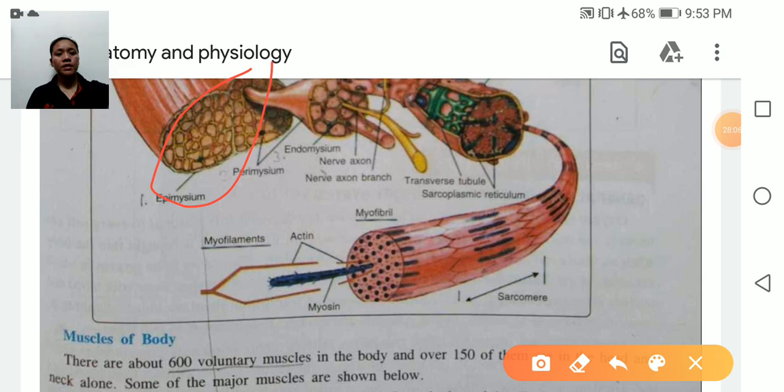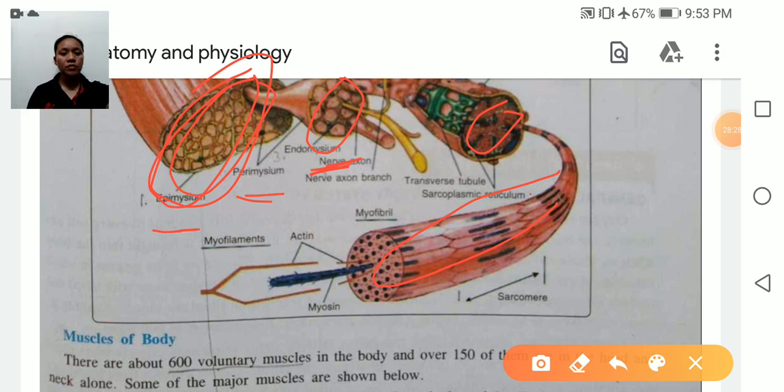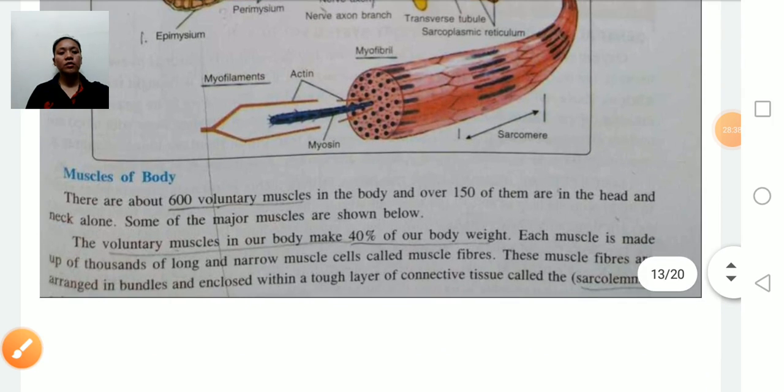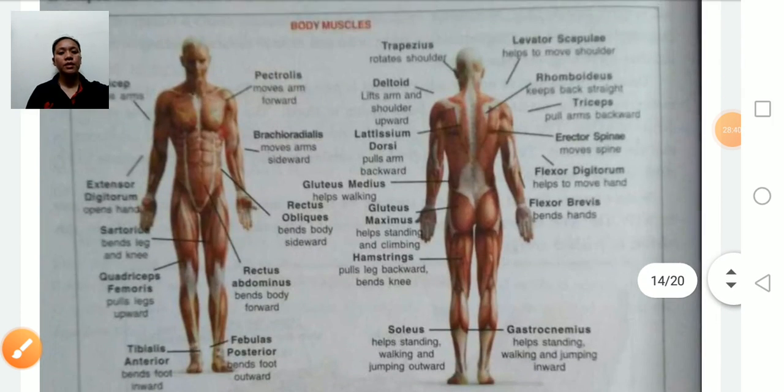This is the entire muscle, a group of muscle fibers, a single muscle fiber, and the myofibrils. The entire muscle is surrounded by the epimysium, a bundle of muscle fibers is surrounded by the perimysium, and the endomysium surrounds the single muscle fiber, and this is the myofibrils. Here the actin and myosin filaments contract, and the contraction of muscles leads to shortening of muscles.